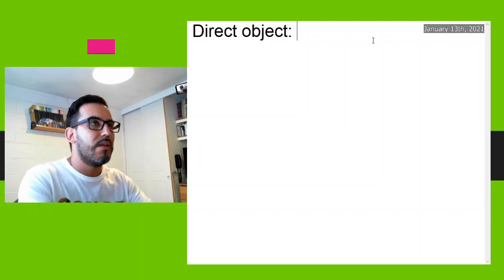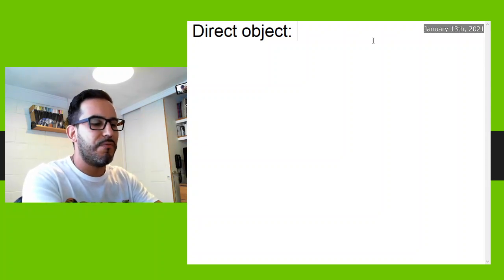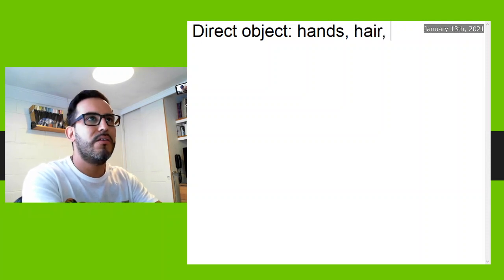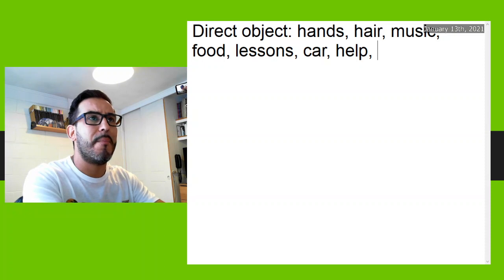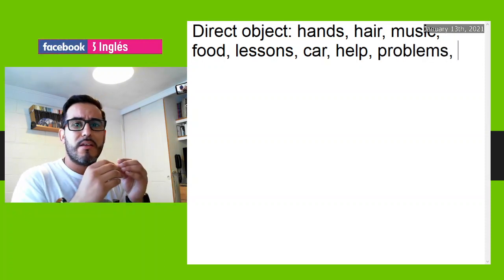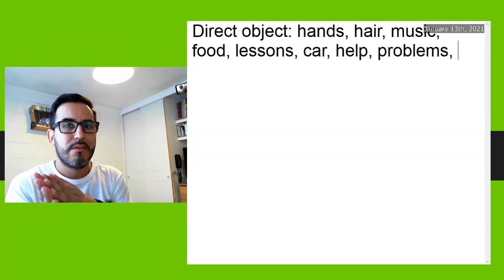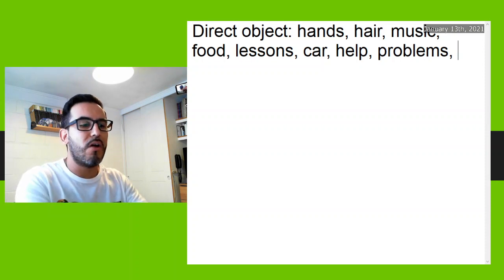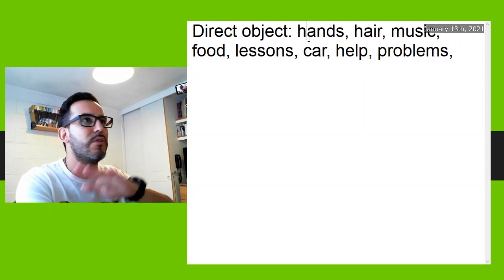Grammatical objects. So a direct object, let me write examples of direct objects. We said, for example, hands, or hair, or music, food, lessons, a car, or help, problems. Anything that is a noun can be a direct object. They are all nouns, sustantivos. Hands, hair, music, food, lessons.